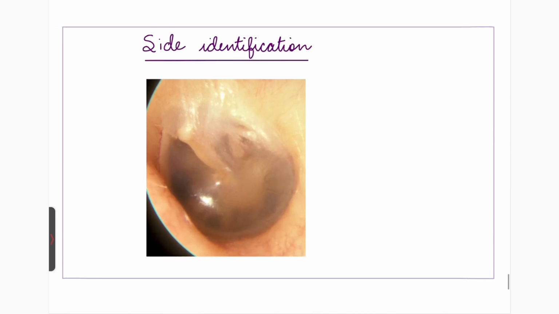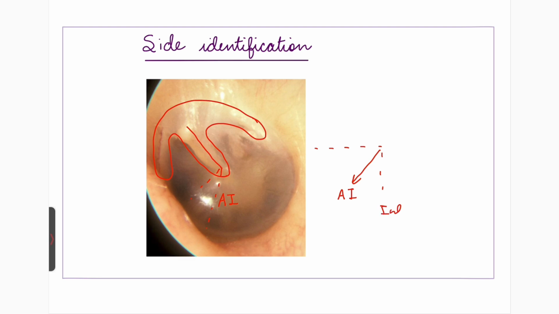Next topic is the side identification. These are the malleolar folds and this is the handle of malleus. The handle of malleus is in the superior quadrant and the cone of light is in the antero-inferior quadrant. So we can understand that here is the antero-inferior side. That means this is the inferior side.